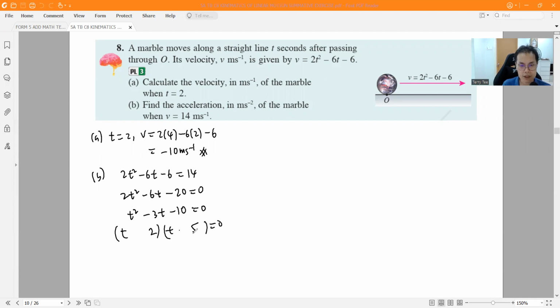Since this is negative, the bigger number 5 is minus, the smaller number 2 is a plus. Now, time is always more than 0. When you start the clock, t is equal to 0. The subsequent time must be more than 0. So t is 5 seconds.